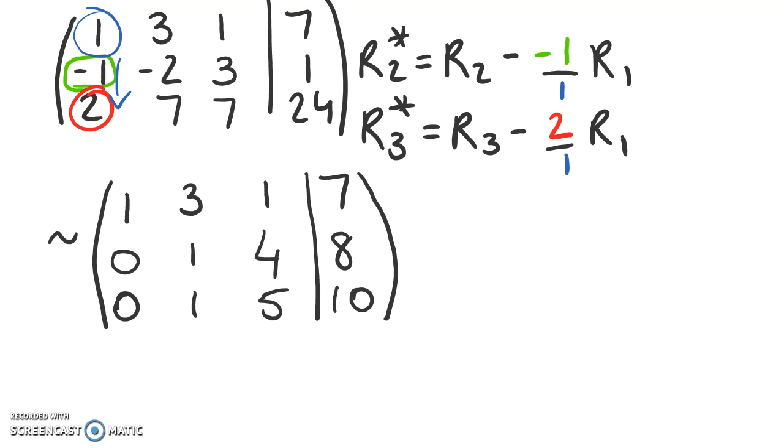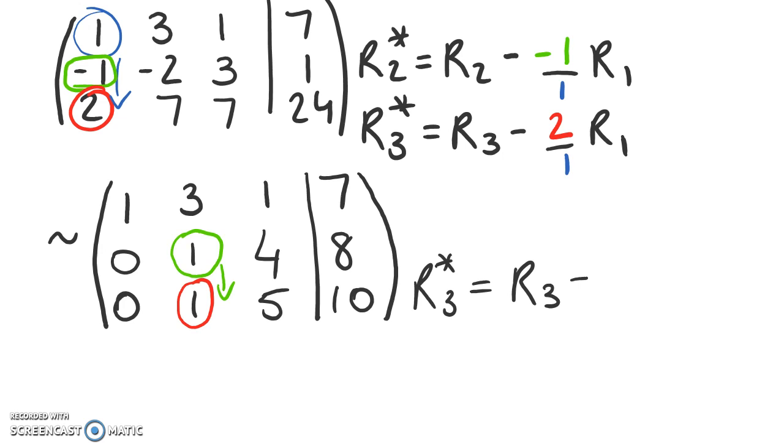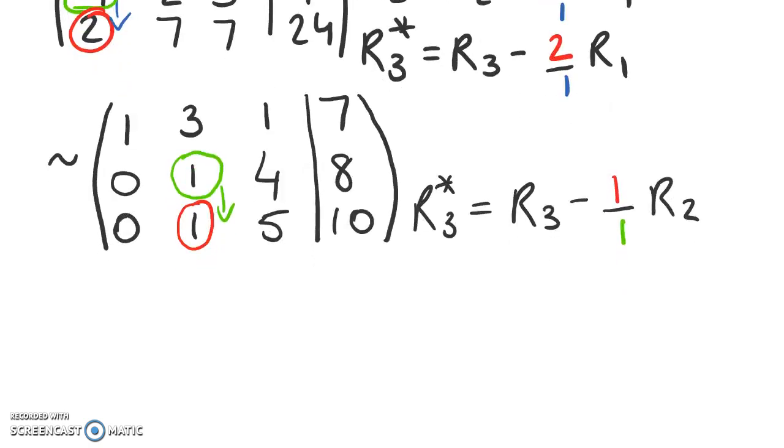Now we'll select our next pivot in the next column, and we're going to use that to zero out this red value below it. So we know that row 3 star, our new row 3, equals the old row 3, take away the number to be zeroed, which was 1, divided by the pivot. So divide by our green pivot here, which is 1, times row 2. 1 divided by 1 is 1. So we're just saying that row 3 is going to be row 3, take away row 2.